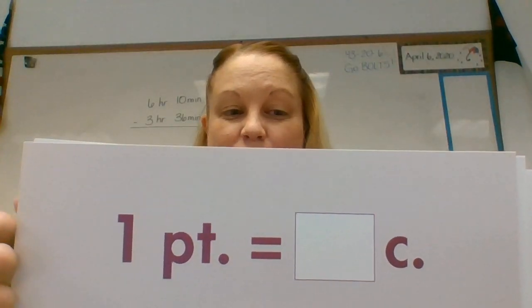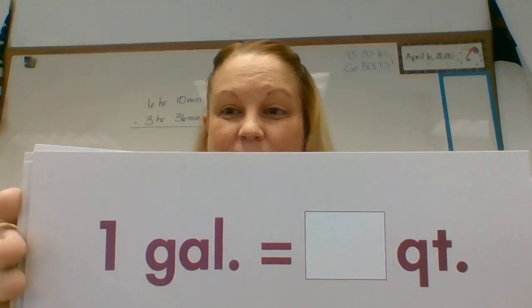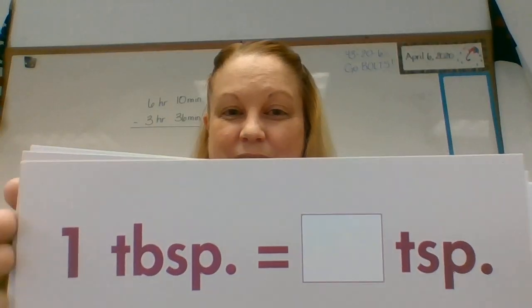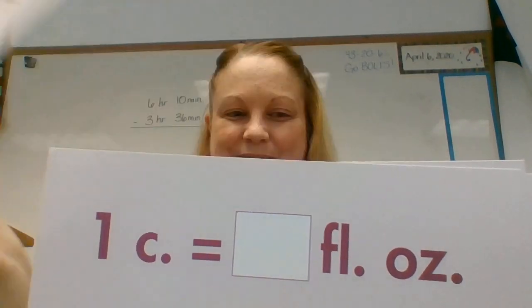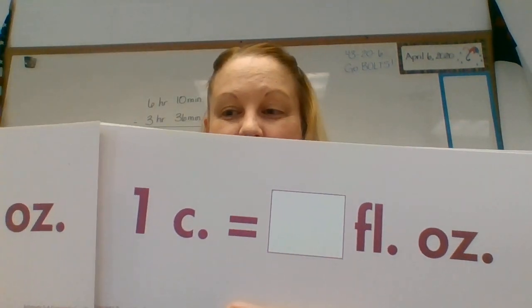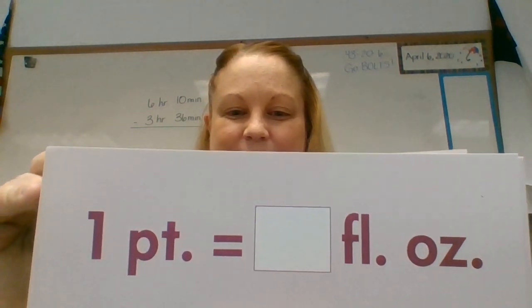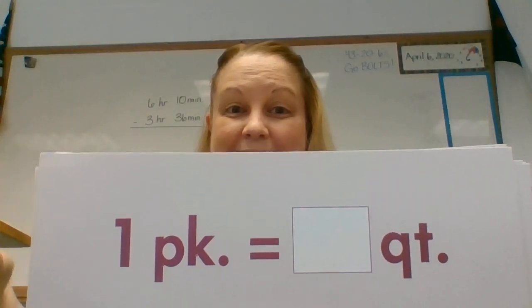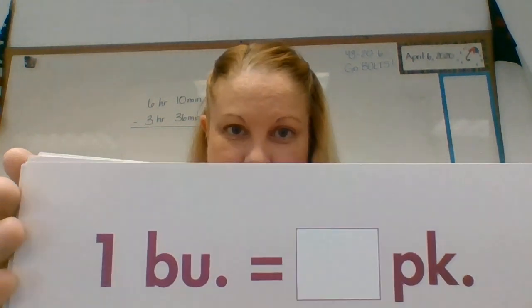1,000. Some capacity measures. 2, 4, 3, 8, 16. Remember, there's 2 cups in a pint, so if a cup is 8 fluid ounces, a pint would have to be 16. 8, remember there's 8 quarts in a peck. You're going to need to know that today. 4 pecks in a bushel.